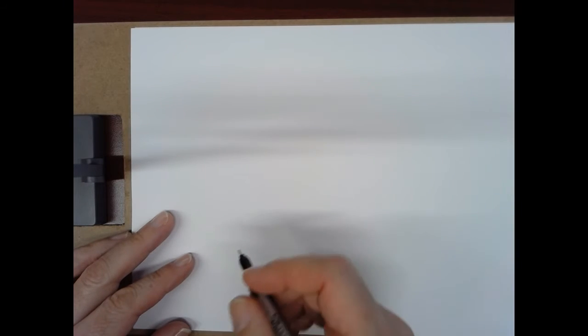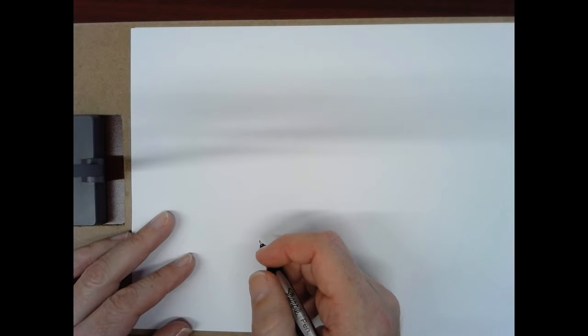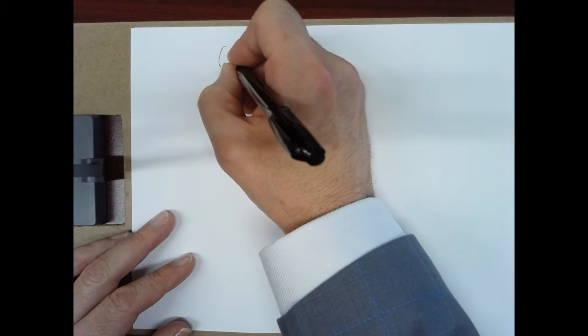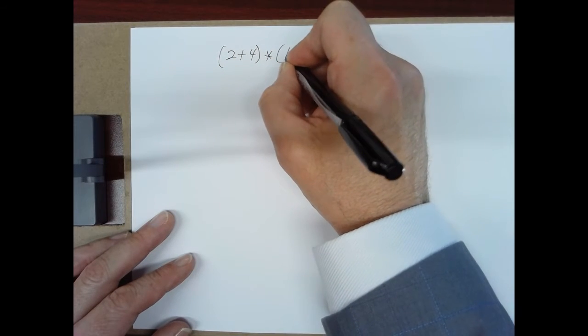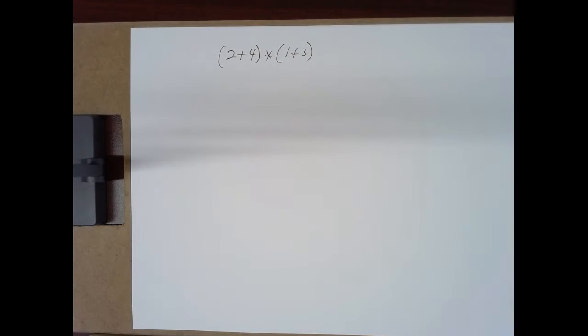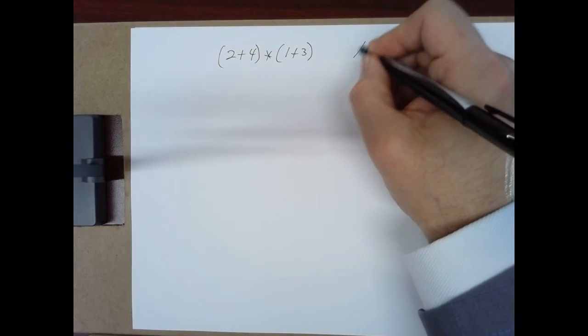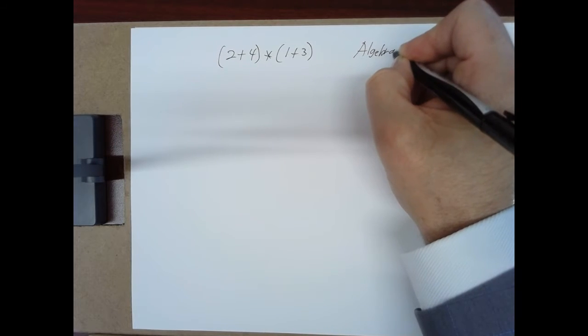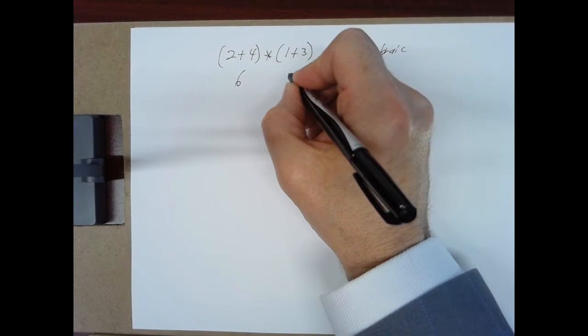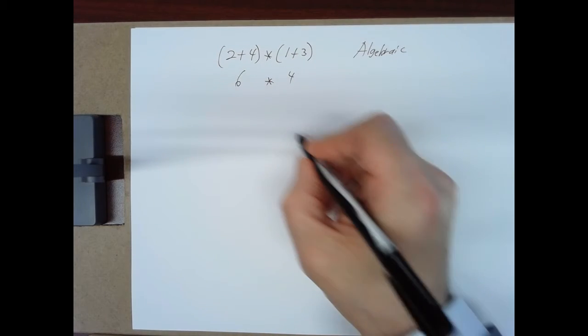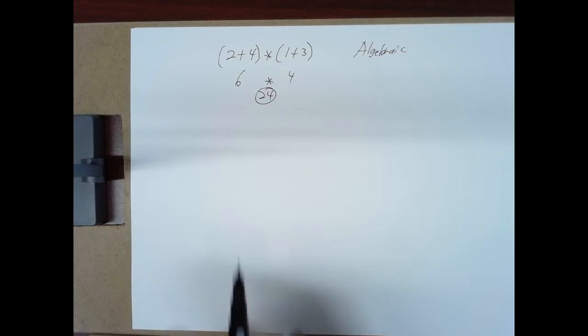All right, one more application of stacks. There's a lot of applications of stacks. One more application. So here's an algebraic expression. And the parentheses tell us what order to do things in. This says take 2 and 4, add them. Take 1 and 3, add them. And then multiply. So we should get an answer of 24.